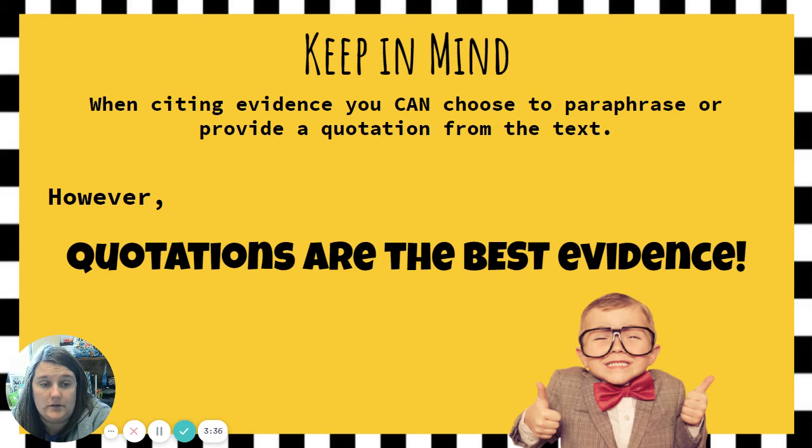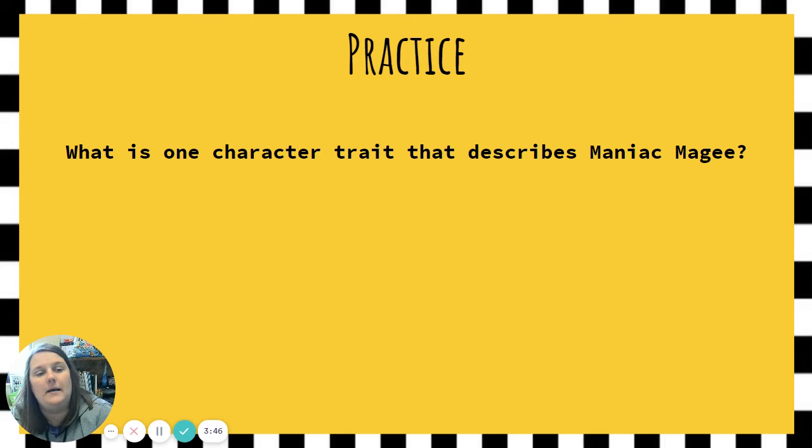You can paraphrase or use a quotation, but quotations are the best evidence. They're going to make me the happiest, okay? But sometimes it's appropriate for us to just paraphrase. When would that be? That would be when we have a question like this. What is one character trait that describes Maniac McGee? You could take a quote from the book, okay? You could sit here and you could get your book out. You could dig through it to find a passage that proves your character trait. Or you could just sum it up in your own words.